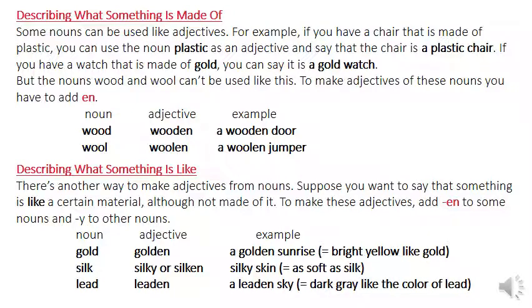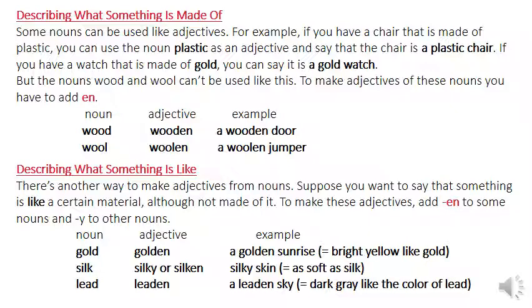Okay, now there is a difference when I say what something is made of. Some nouns can be used like adjectives. For example, if you have a chair that is made of plastic, you can use the noun plastic as an adjective. So I say it's a plastic chair. As I said, it's a plastic chair.